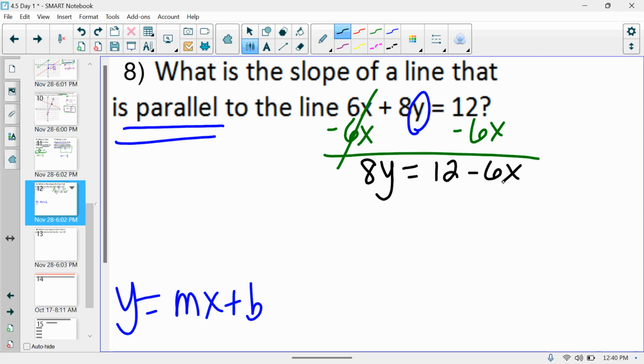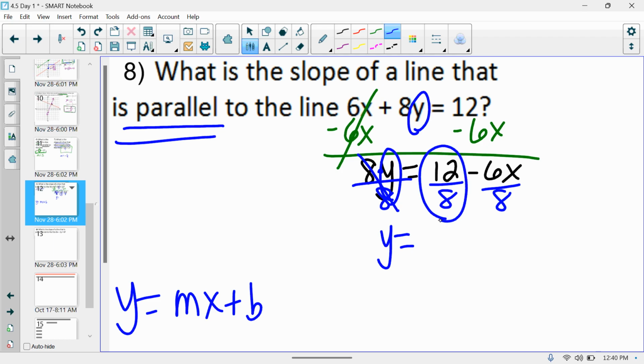How do I get... I'm trying to get this y alone, so I got to get rid of the 8. How do I get rid of the 8? There's a dot, imaginary dot. So divide. 8 divided by 8 is 1. 12 divided by 8. Punch it in your calculator. Should give you a decimal.